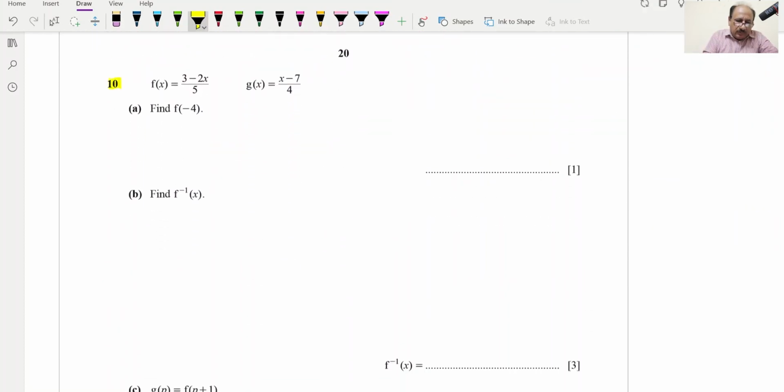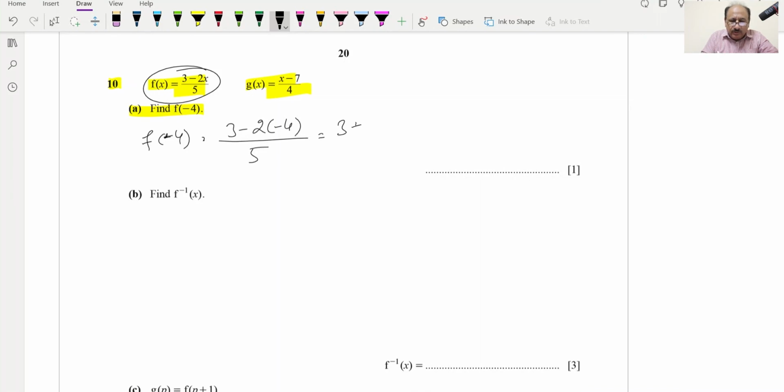Question number 10. This f of x is given, g of x is given. We have to find f of minus 4. So in this one we will replace x by minus 4. So this will be equal to 3 minus 2 into minus 4, divided by 5. So this will be equal to 3 plus 8 by 5, which is equal to 11 by 5, which we can write as 2.2. So the answer is 2.2 for 1 mark.